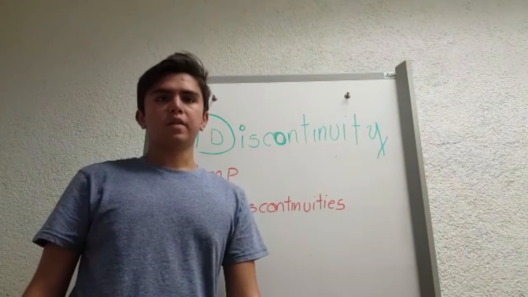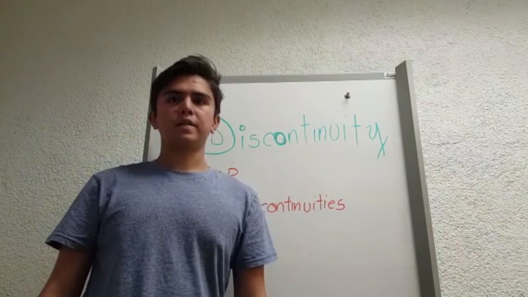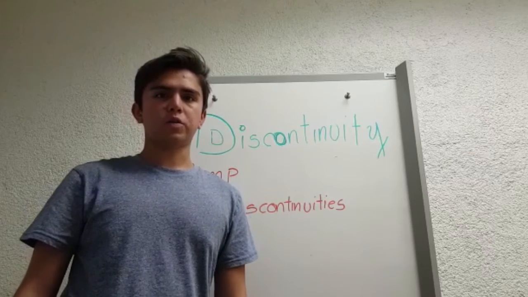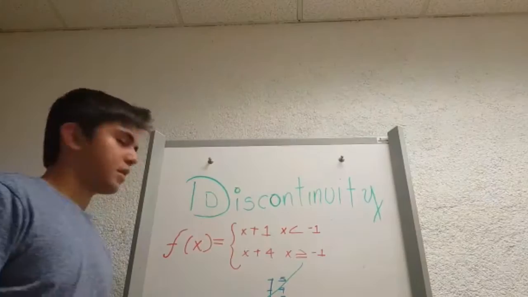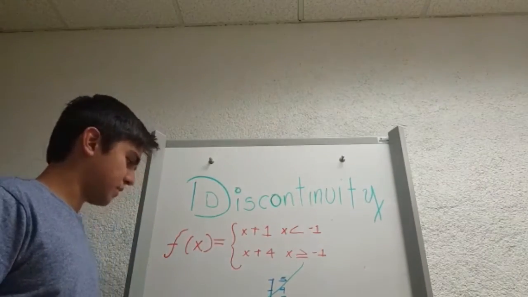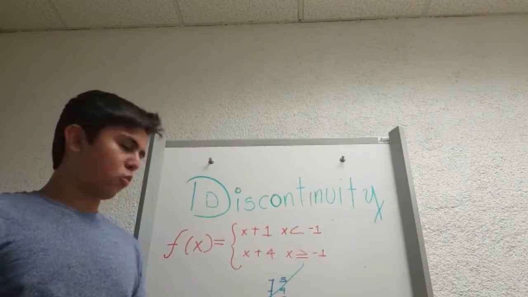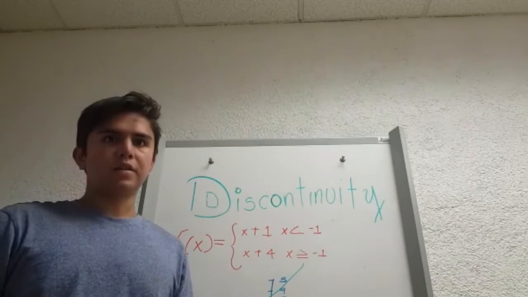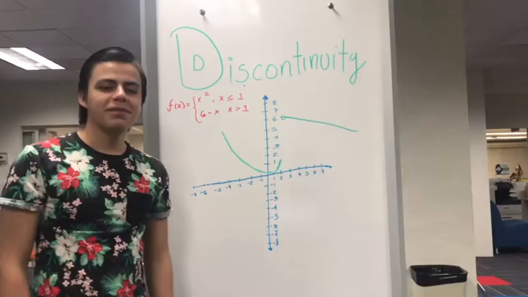A jump discontinuity has two separate functions, one that is defined for x less than or equal to 1 and another function that is defined for x greater than 1. Here we can observe how there is a jump at x equals 1. The graph jumps from y equals 0 to y equals 3. This is what makes the graph discontinuous.